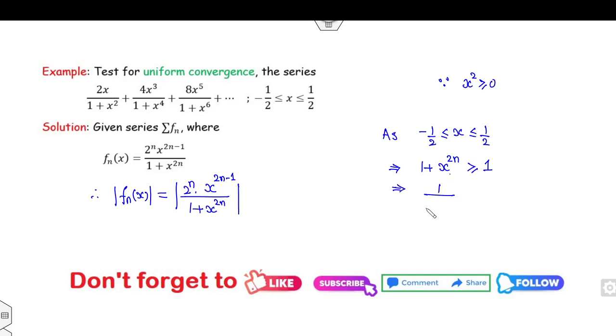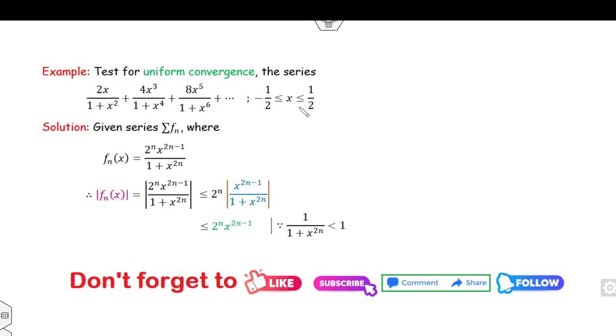What does it mean? 1 over 1 plus x raised to power 2n is always less than 1. So I can say this number is always less than or equal to 2 raised to power n into x raised to power 2n minus 1. Again, because x is less than half, I can substitute this number also, 2 raised to power 2n minus 1. So I can simplify this. This value will be 2 divided by 2 raised to power n, or I can say it is 1 over 2 raised to power n minus 1.